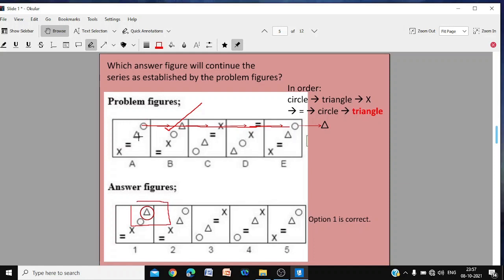Actually, we can also test with the second line, but it's not necessary since we have got the answer. Circle, triangle, cross, equal. That finishes all the 4 shapes. And again, we are beginning with circle. So, after circle, we must be getting triangle at the top. So, the only option where we are getting the triangle is number 1. Next one.